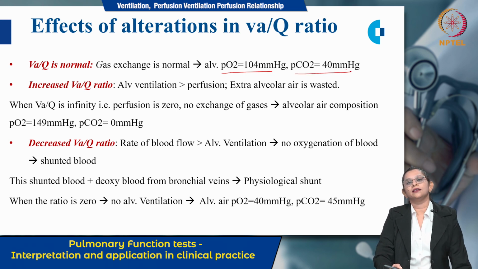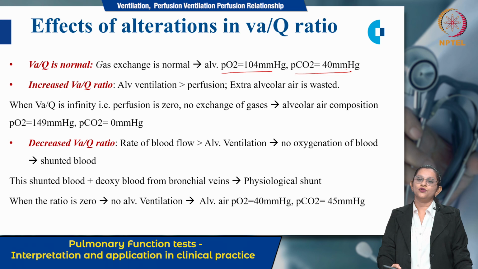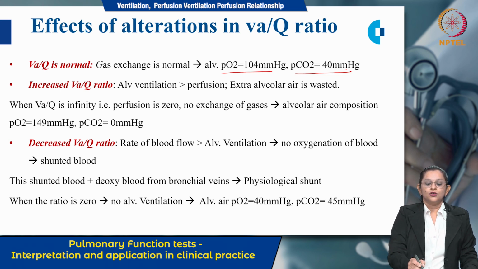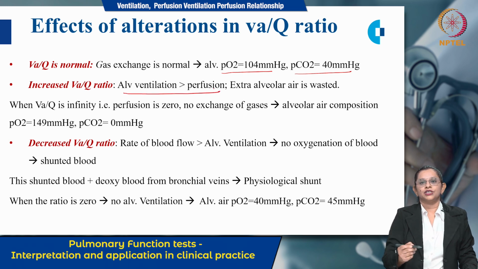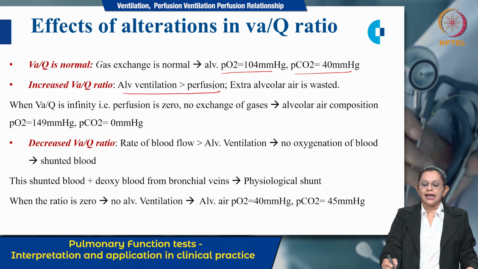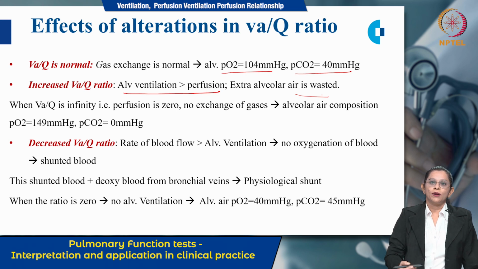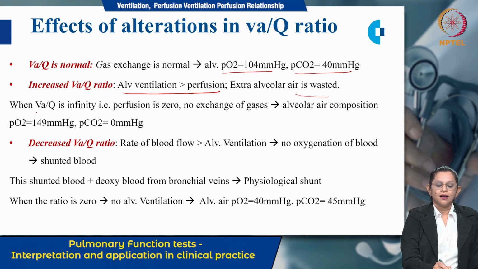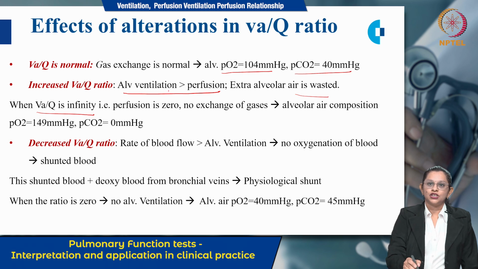The problem occurs when there is alteration in the VA/Q ratio due to alteration in the ventilation or perfusion in the lungs. So, when there is more alveolar ventilation than perfusion, the extra alveolar air that is present in the alveoli gets wasted. And when it keeps on going like that and the VA/Q is infinity, when ventilation alone happens and there is no perfusion at all, that is the perfusion is 0, which means there is no exchange of gases that is going to take place in that alveoli.